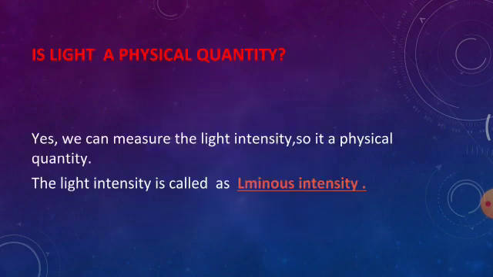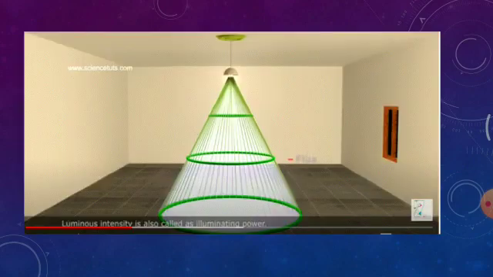Light is a physical quantity. That means we can measure that light intensity. Light intensity is measured with candela. Light intensity is also called illuminating power. Luminous intensity is the intensity of a light source that can be estimated by the human eye. That means the light which we can see with our naked eye. That is nothing but luminous intensity or illuminating power.